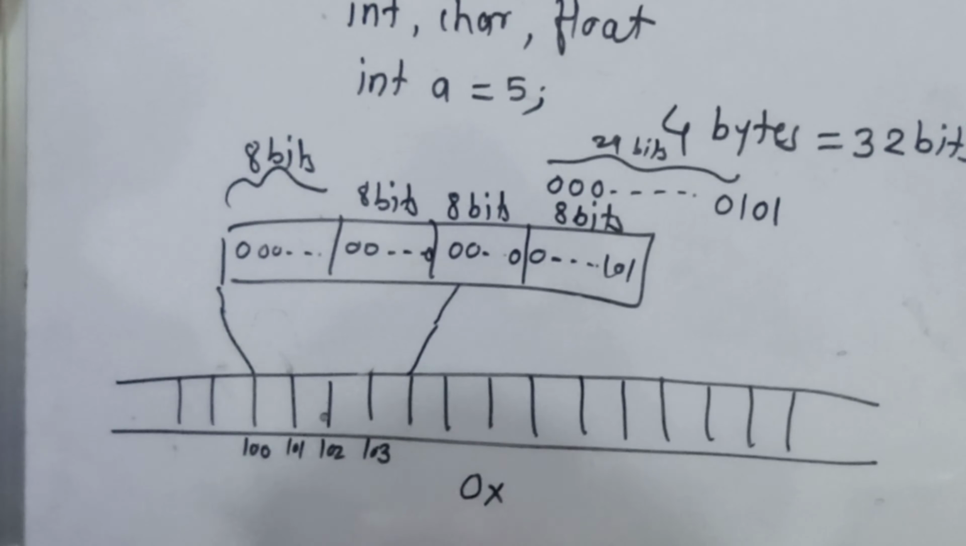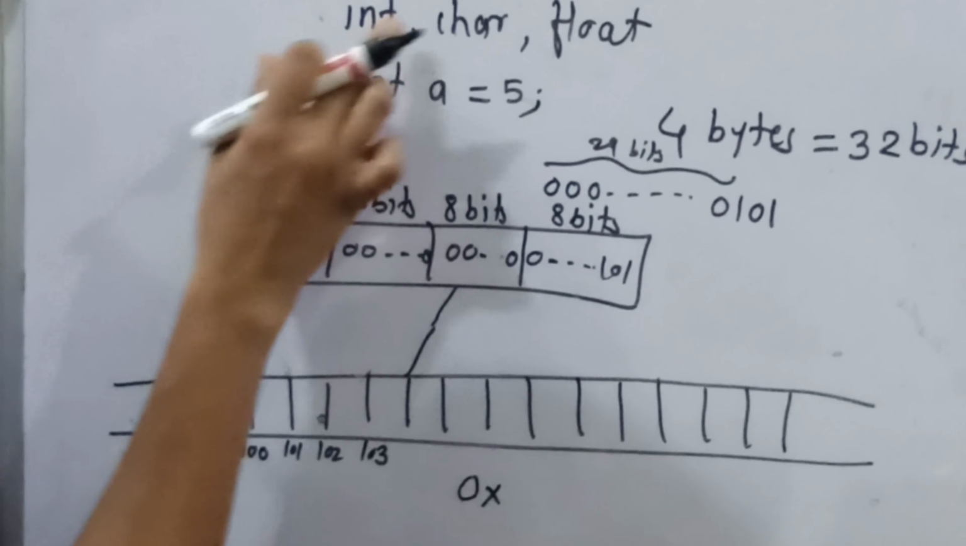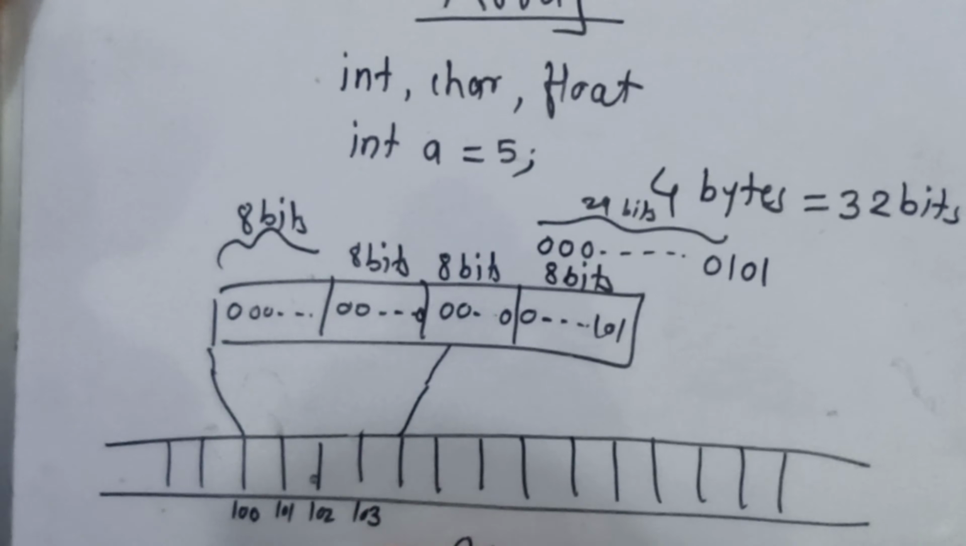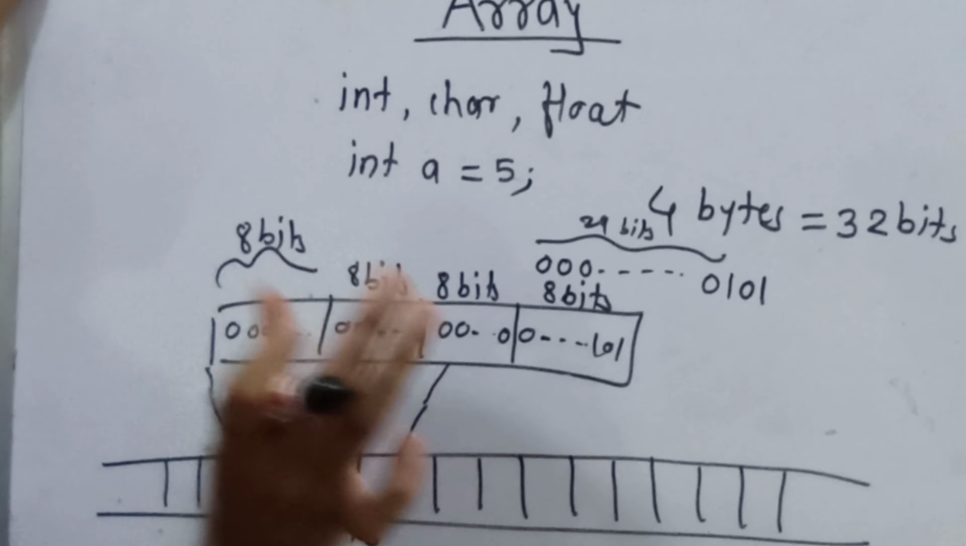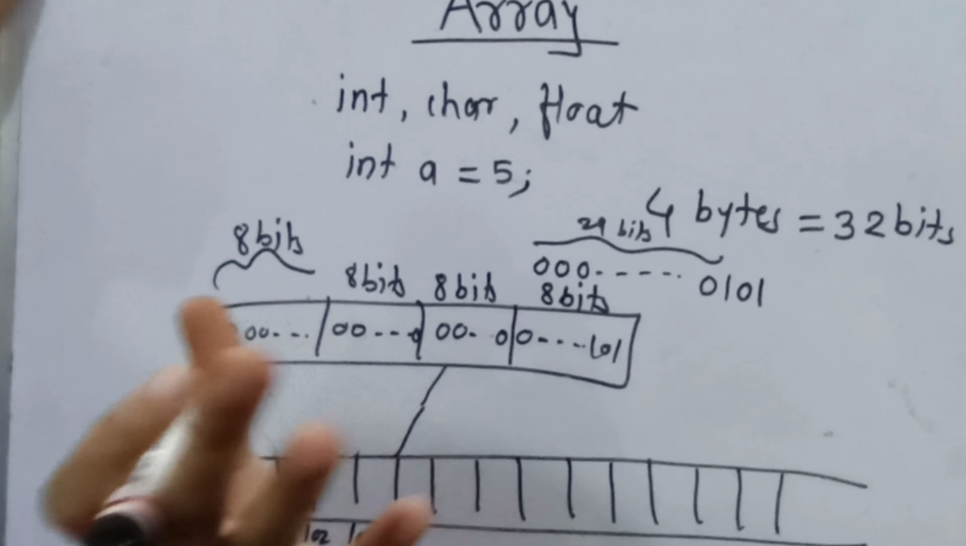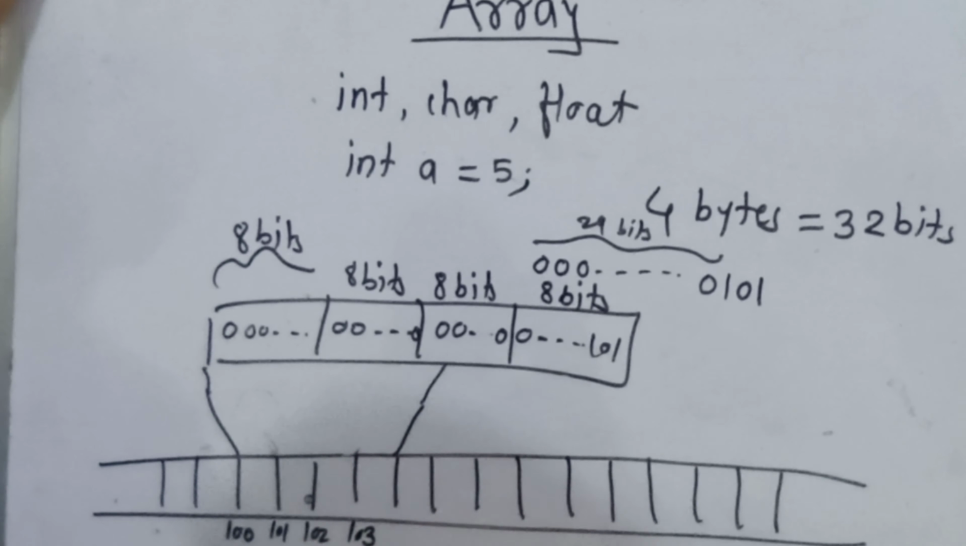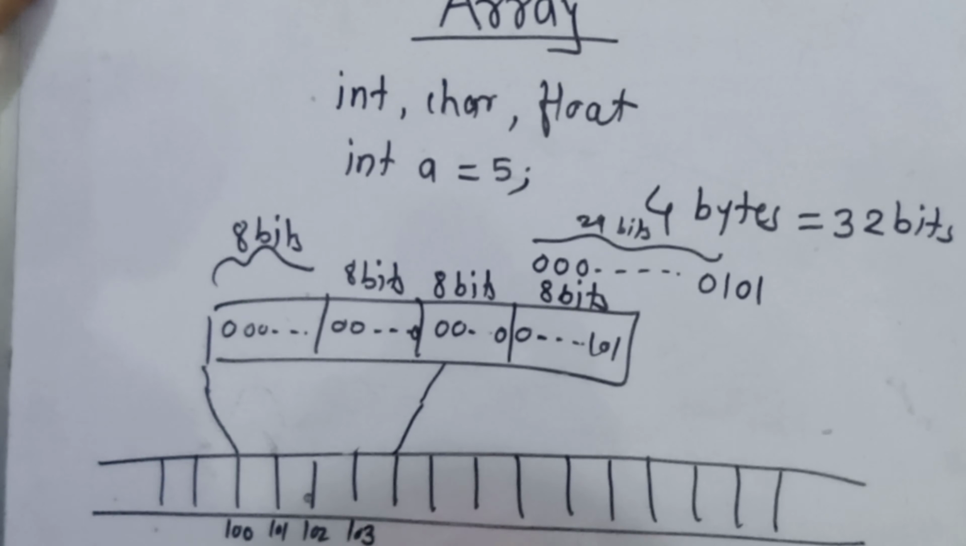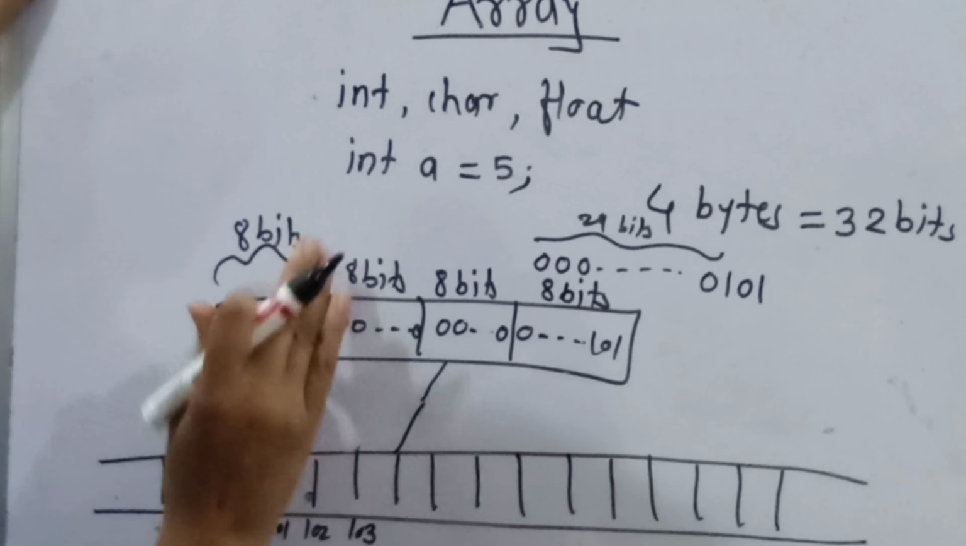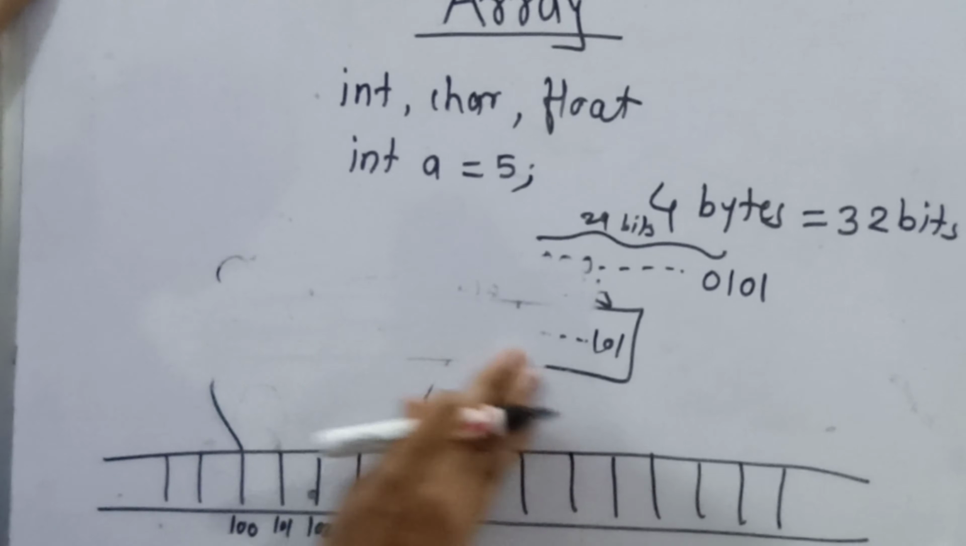Now we will go further. Now we are going to see the concept of the array. An array is a collection of elements of similar data types. So what is the use of this array here? Now suppose I will erase this.